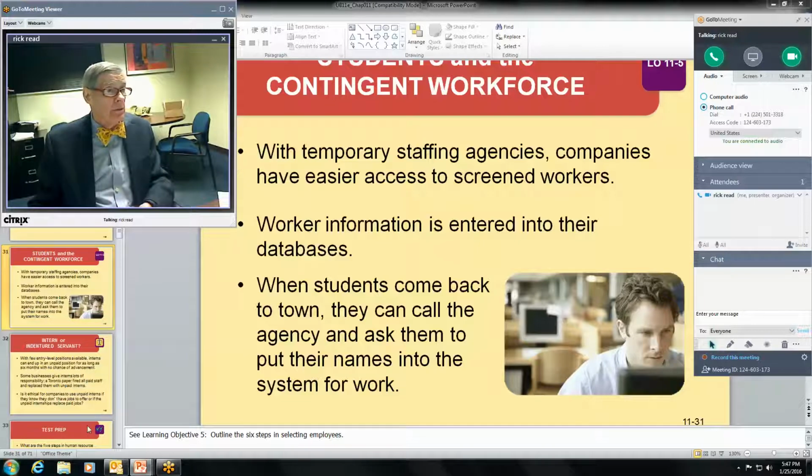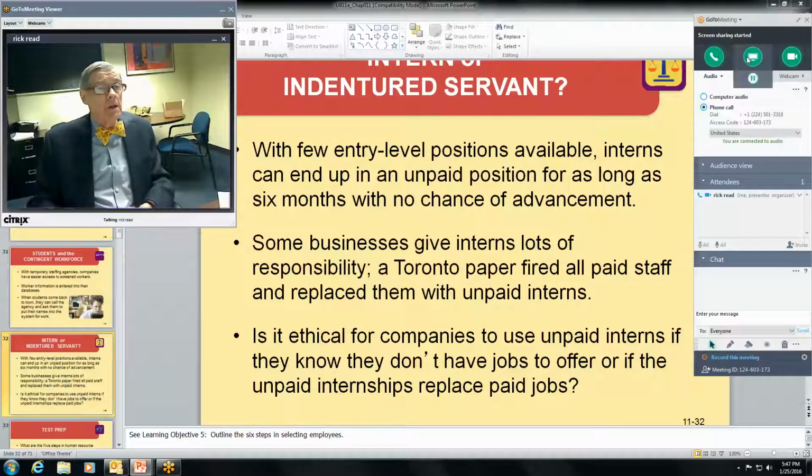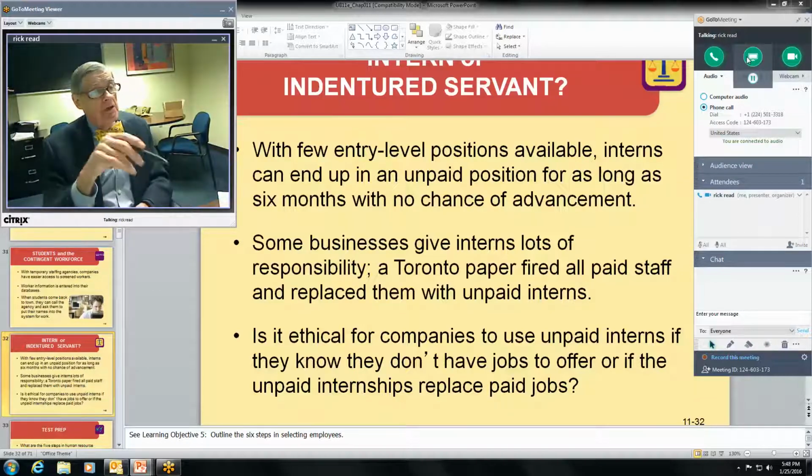Here's some information about interns. Interns can end up in unpaid positions for as long as 6 months, with no chance of advancement. Some interns are given a lot of responsibility. Notice what a Toronto company did. Now, I don't know what they can do in Canada, but you couldn't do that in the United States. Be careful about this. That's not something you want to get involved with if you don't know what the legalities are.